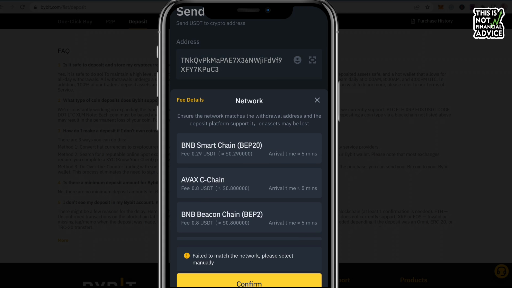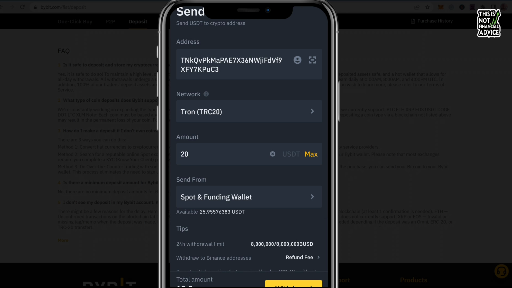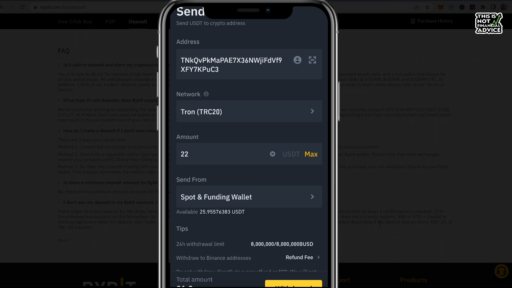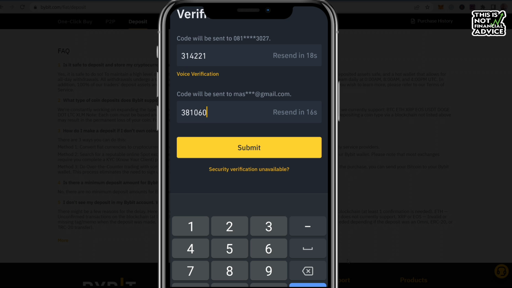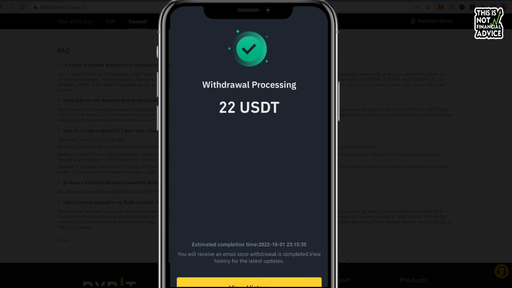So I'm just going to withdraw 20 USDT to show you how it is done. Then I just have to select the network which is the TRC20 network and click on confirm. And remember, they are going to remove their charges, so I'm just going to input 22 USDT, then click on withdraw. Then after that, I confirm the withdrawal. Now after inputting all the OTP, I just got to click on submit, then wait for it to load up, and you can see that it's already successful.